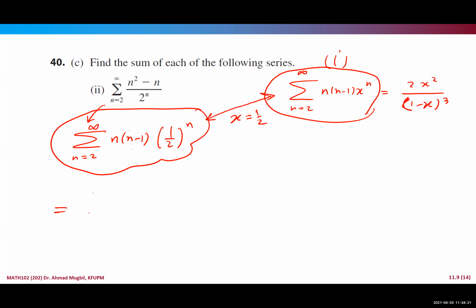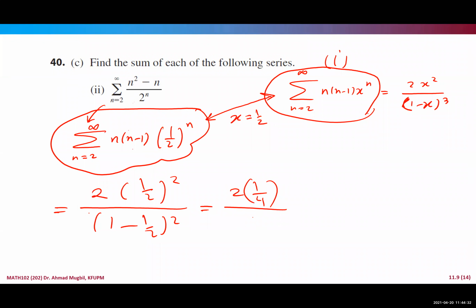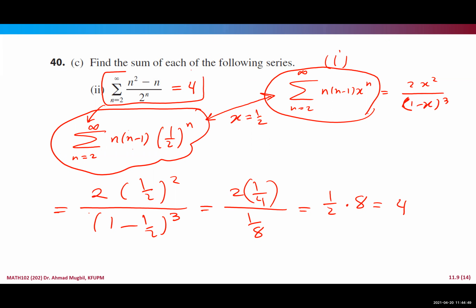So by part 1, this is equal to 2 times (a half) squared over (1 minus a half) to the power 3. This is equal to 2 times 1 over 4, over 1 over 8. Yes, you're right. Be careful when you do these calculations. It will be a half multiplied by 8. 8 over 2 is 4. So this is equal to 4. This is the sum of this convergent series. The sum is 4.